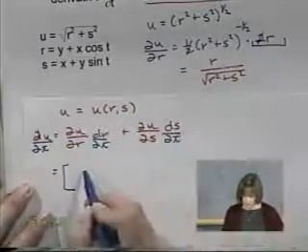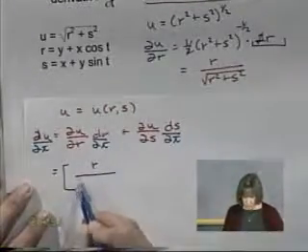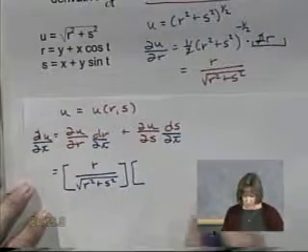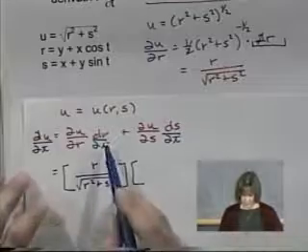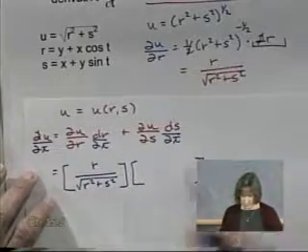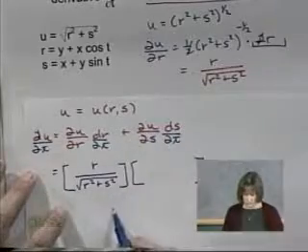The partial of u with respect to r, we just figured out, was r over the square root of r squared plus s squared. Now, we'll do dr dt in a second. I'm just going to leave that as a blank. Plus, let's do the partial of u with respect to s.